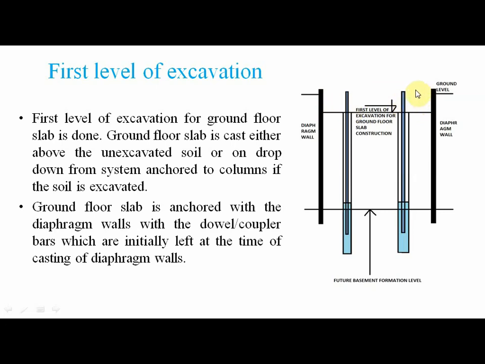The ground floor slab is cast either above the unexcavated soil or on a drop down from the system anchored to the columns if the soil is excavated. That is, first the excavation will be conducted. After that, with the help of formwork, you are going to cast the slab for the ground floor. And the ground floor slab is anchored with the diaphragm walls with the dowel or coupler bars which are initially left at the time of casting diaphragm walls.